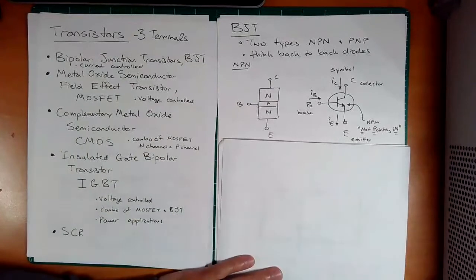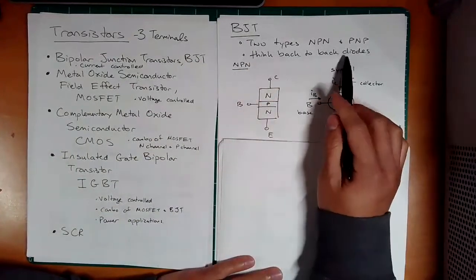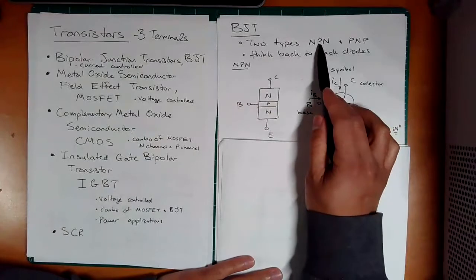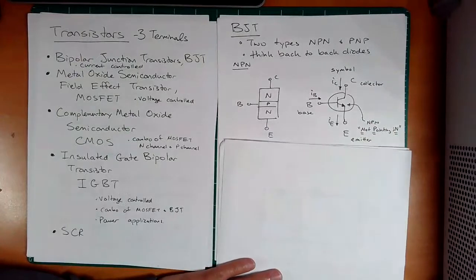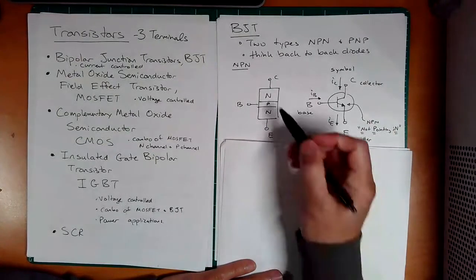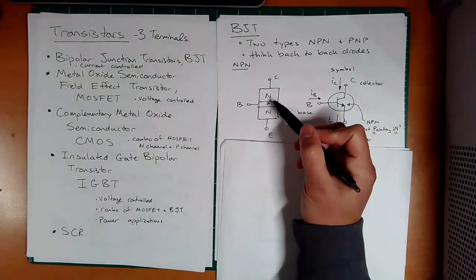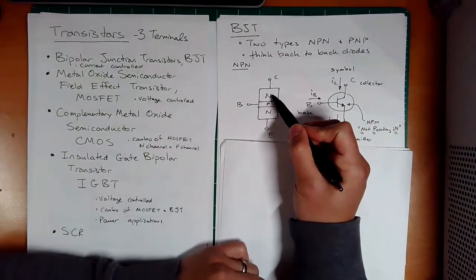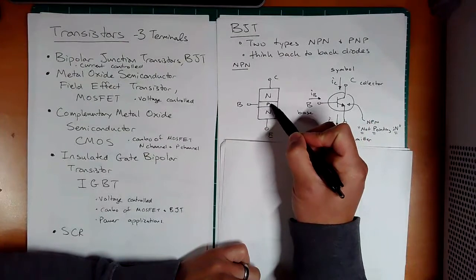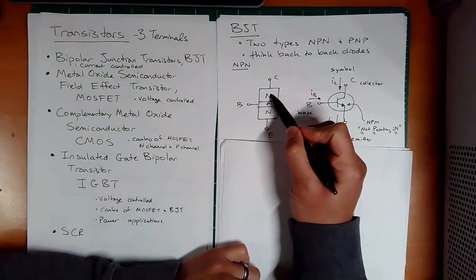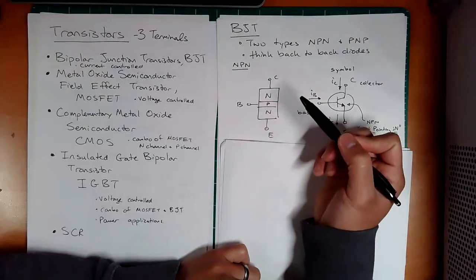Okay, so the two main types of bipolar junction transistor are going to be the NPN and PNP. And I want you to think back-to-back diodes here. So let's look at the NPN. You guys remember what NPN stands for. N is the N-type semiconductor material, and P is the P-type semiconductor material. Remember, N has the extra negative or electron charge carriers, and P has the holes, right?